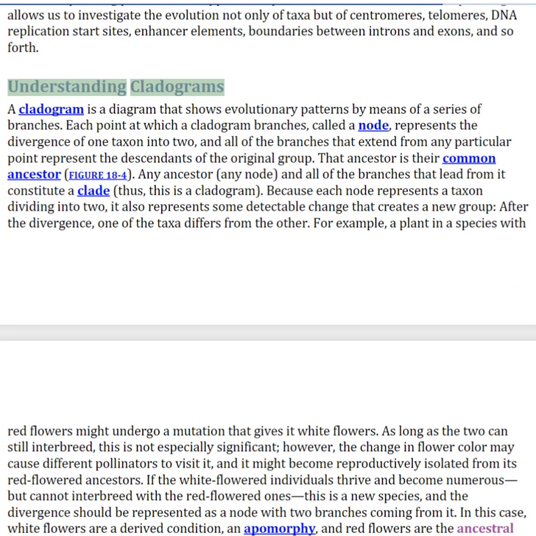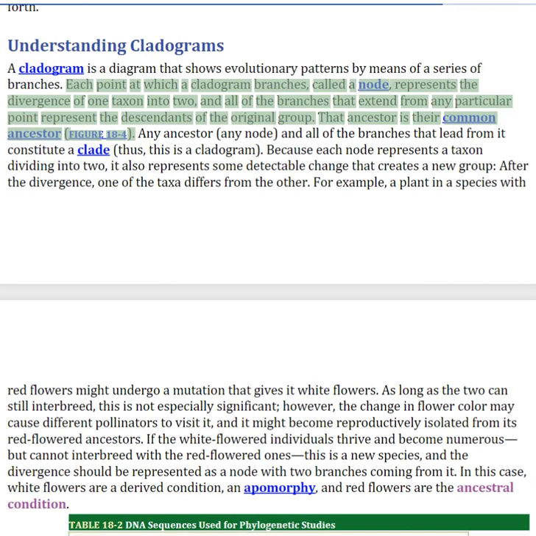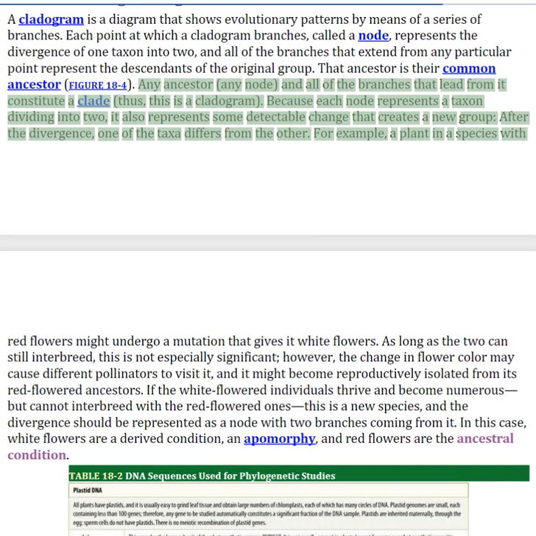Understanding cladograms. A cladogram is a diagram that shows evolutionary patterns by means of a series of branches. Each point at which a cladogram branches, called a node, represents the divergence of one taxon into two, and all of the branches that extend from any particular point represent the descendants of the original group. That ancestor is their common ancestor. Any ancestor and all of the branches that lead from it constitute a clade.